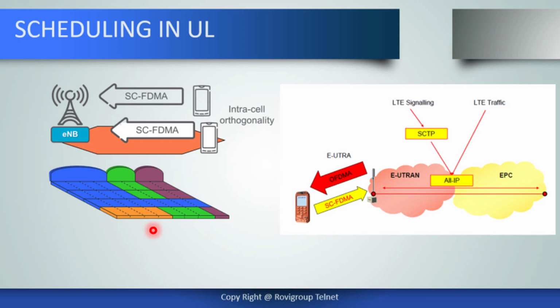What we get with a low peak-to-average power ratio is that the battery will not drain quickly, and there is less power required by the UE to form the signal to be sent in the uplink. So in uplink we have SC-FDMA, and in downlink we have OFDMA in LTE.